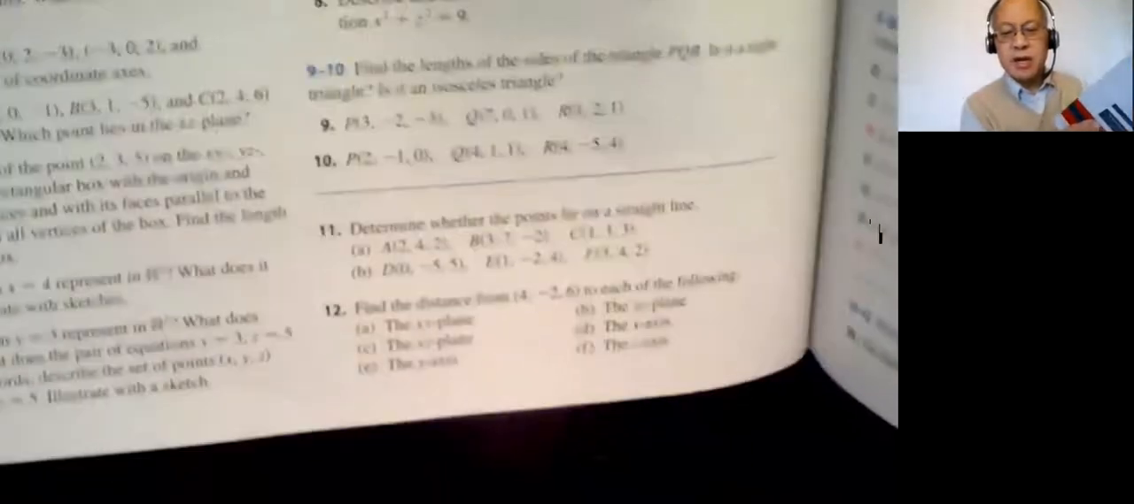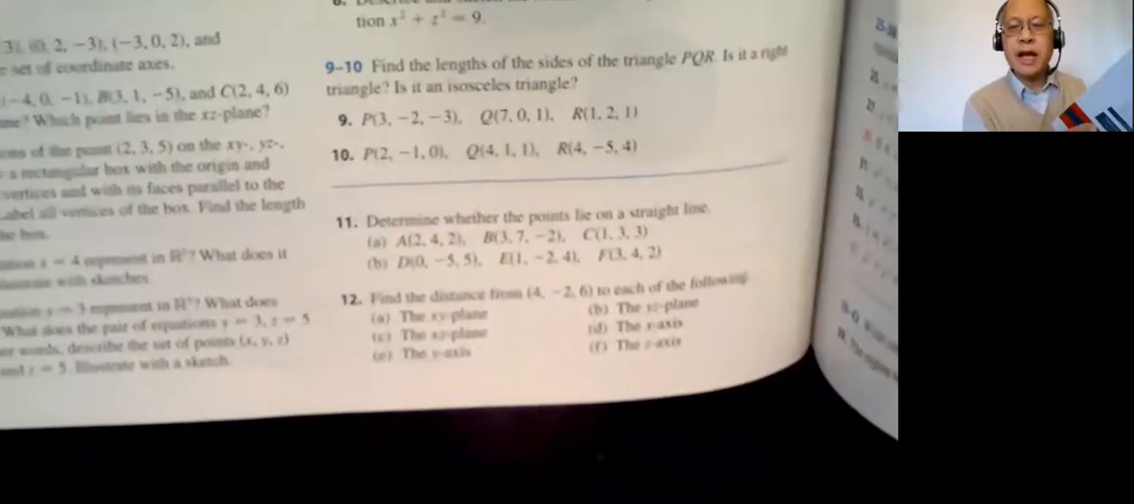Okay, 11, how do you determine if points lie in a straight line? Well, if 3 points are in a straight line, then 2 of the distances have to add up to a third, right? So if you point here, here, and here in space, how do you know if you get a straight line or if you end up with a triangle? Well, if you have a straight line, then let's say the distance from here to here plus the distance from here to here should be the distance of the longest parts of the segment, right?